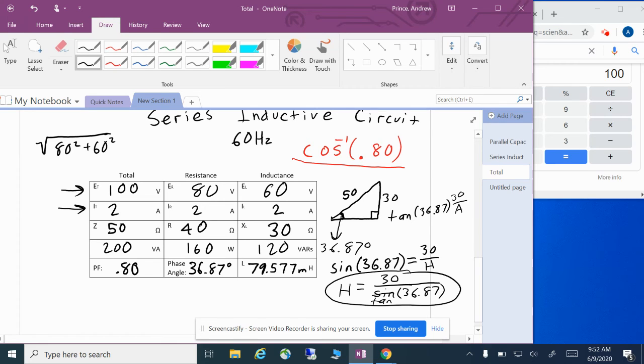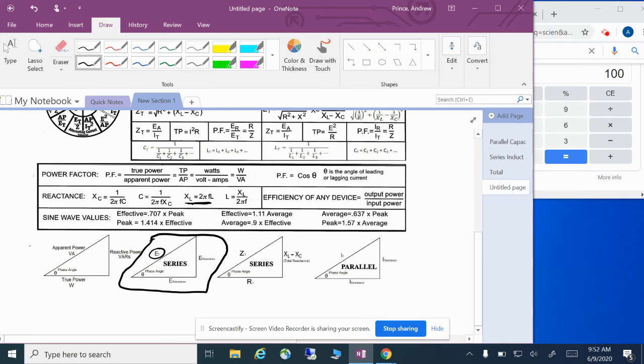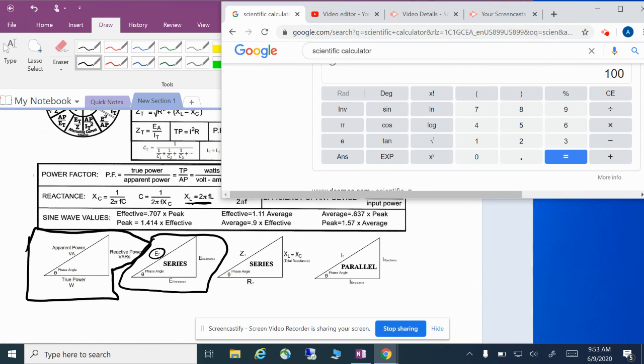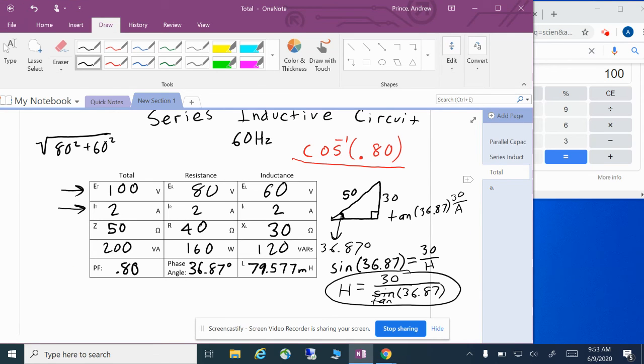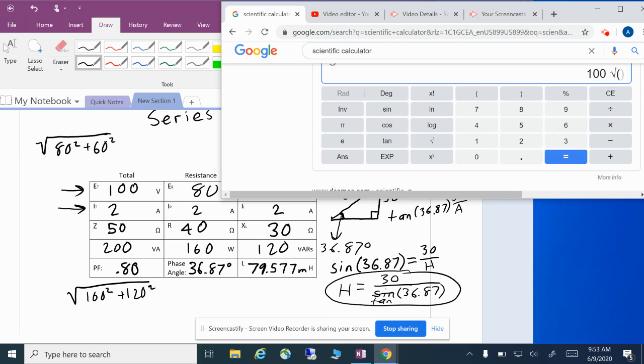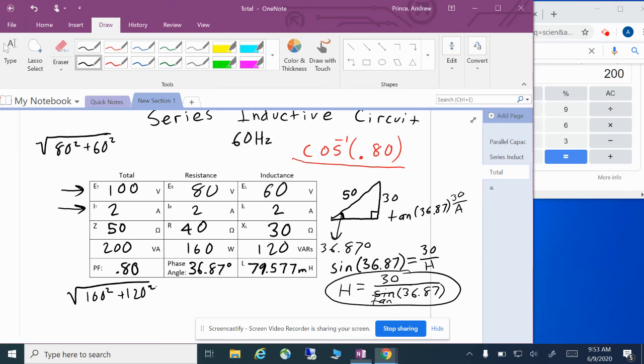Now again, to check your work, you wouldn't just be adding those up like in DC, but you could be using your trig triangle and use Pythagorean theorem to check your work for that. So again, let's do that again. We're going to take 160 squared and 120 squared, and we're going to find the square root of that. And that gives us 200.